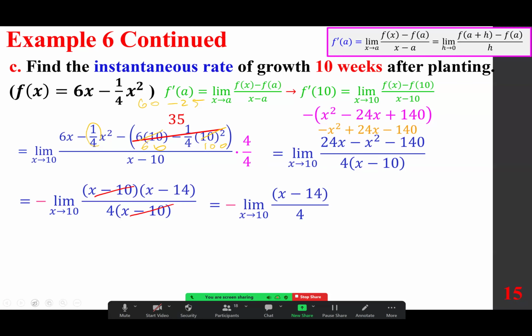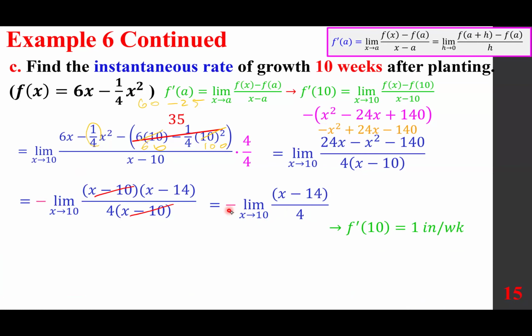And don't forget, we had a negative sign here. We're not going to forget about that. If you put in 10, 10 minus 14 is minus 4, over 4 is negative 1. This makes it positive 1. Same units, inches per week, because it's the units of the numerator over the units of the denominator: change in height over change in time, or weeks.